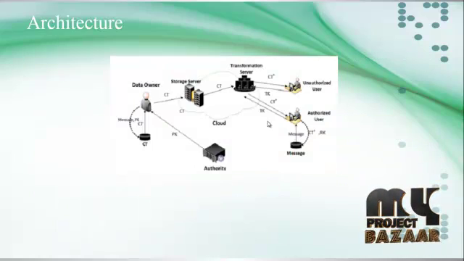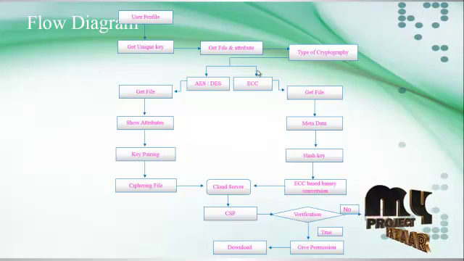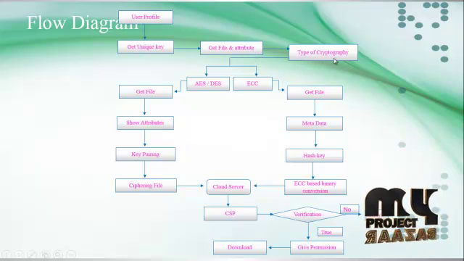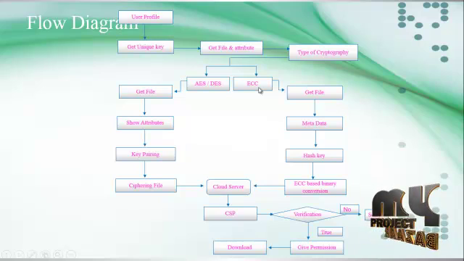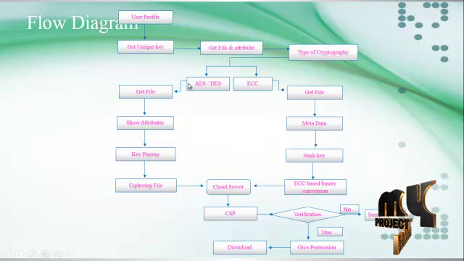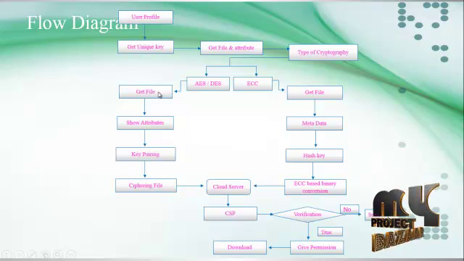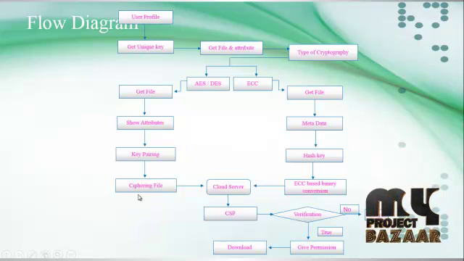This is our architecture, the flow diagram for the given process. First is the user profile. After the user profile, the user gets a unique key, or gets file attributes. The attribute-based process is divided into two cryptographic processes: one is attribute-based encryption, and the other is ECC, elliptic curve cryptography. AES or triple DES is used for the attribute-based encryption. First is getting files. The attributes are paired, and then the file is converted to ciphertext and sent to the cloud server for CSP verification.